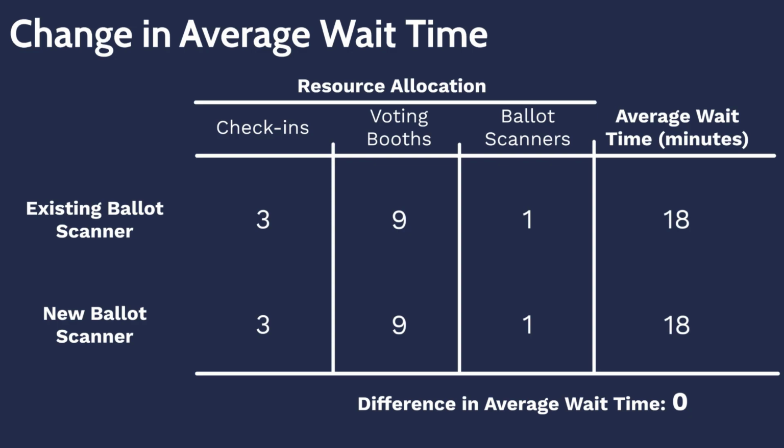The results indicate that the average voter wait time is unchanged by using the new ballot scanning equipment and remains 18 minutes long. Considering the use of a new ballot scanner device does not affect voter wait time in this scenario, no resource allocation adjustments are required.